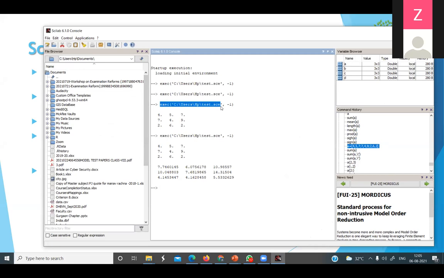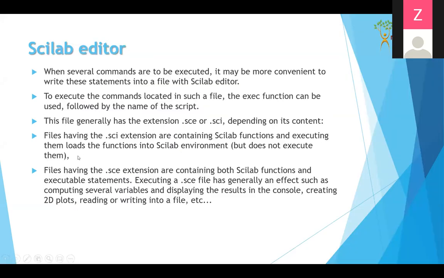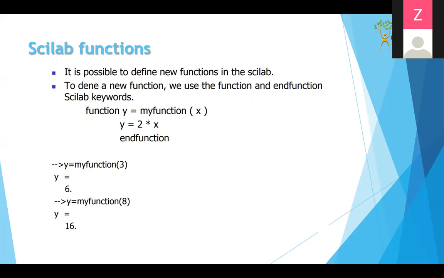Execute this program. We give the program the name test.sce. This file generally has the extension .sce or .sci. Depending on its contents, files having the .sci extension contain Scilab functions, and executing them loads the function into the Scilab environment, but doesn't execute them. Whereas files with the .sce extension contain both Scilab functions and executable statements. Executing a .sce file has generally an effect, such as computing several variables and displaying the results in the console, creating 2D plots, reading, writing files, and many more things.